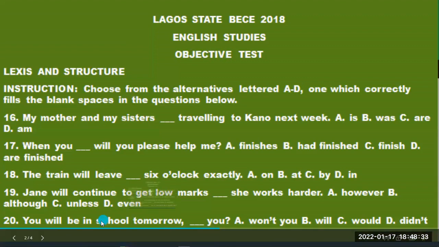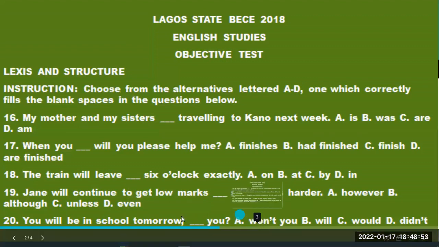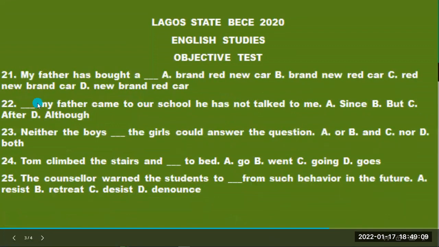Now that we have a positive statement, we need a negative tag, and that is option A. Won't you? You will be in school tomorrow, won't you? Now, assuming you say you won't be in school tomorrow, then you need a positive tag, will you? So option A is what fits in here. You'll be in school tomorrow, won't you? Now, option B, will you? No. Would you in C? No. Didn't you? No. So let's now go to question number 21.